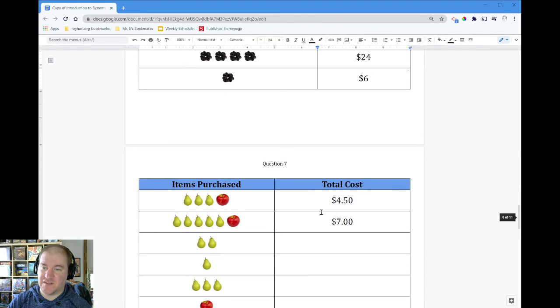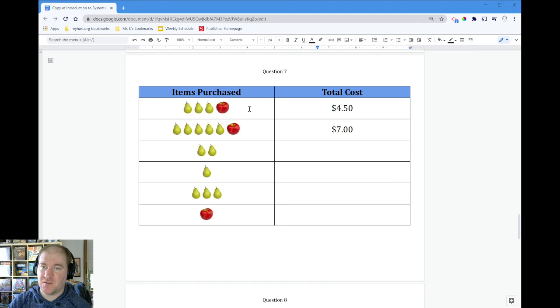Question 7 is where it gets a little more tricky. We have 3 pears and an apple cost $4.50, and 5 pears and an apple cost $7. So now this is the first question. When I ask you what's the difference between these two purchases, you'll notice that this has 2 more pears. All the questions so far, the only difference has been 1 more or 1 less of an item.